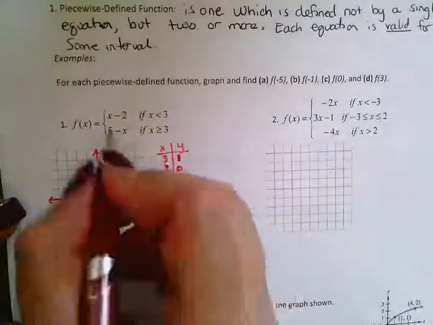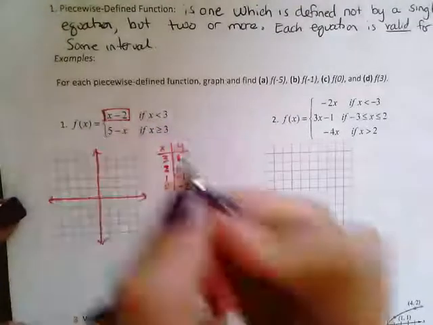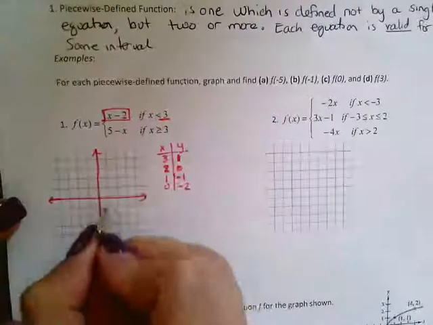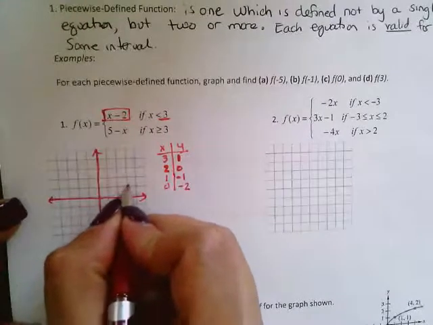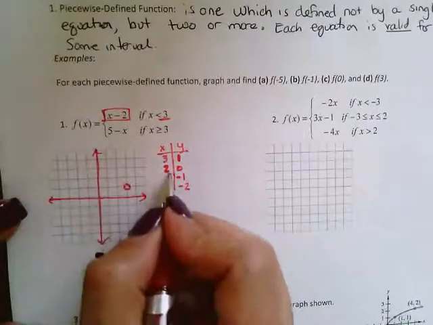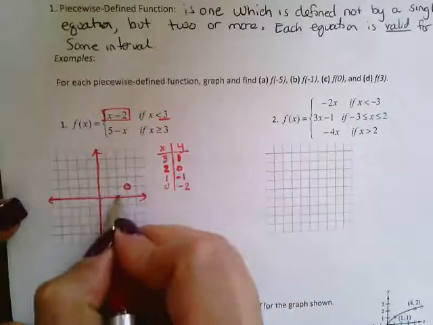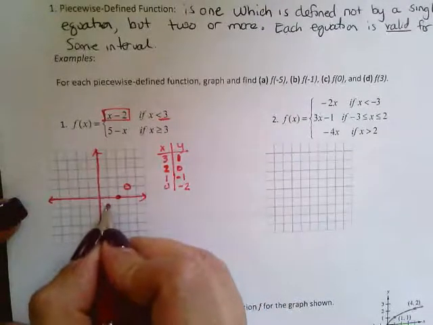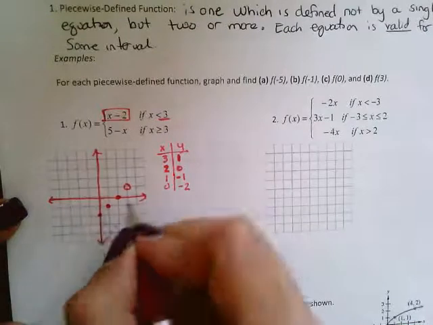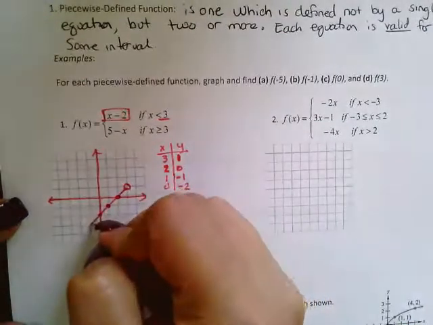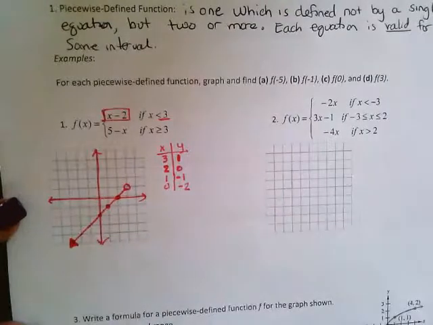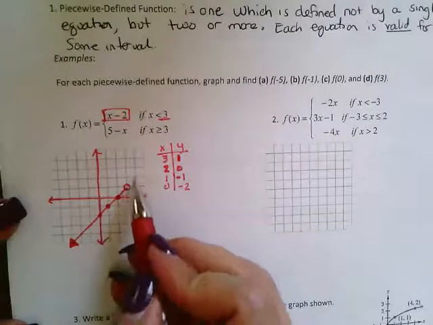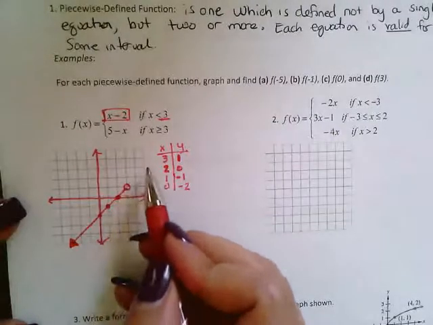So right now I'm focusing on this one right here. Of course at 3, 1, it's going to be an open circle. And then at 2, we are at 0. At 1, we are at negative 1. And at 0, we are at negative 2. So there's my graph where x is less than 3. So this function is not going to pick up after 3.